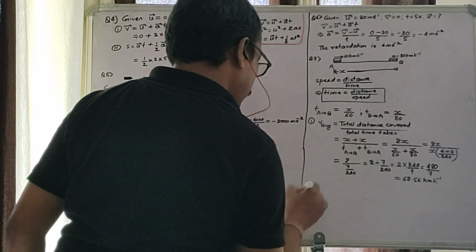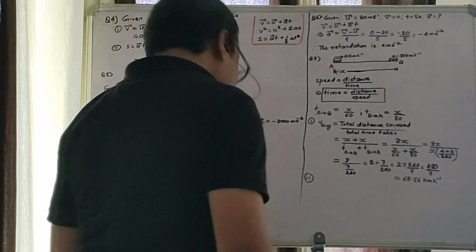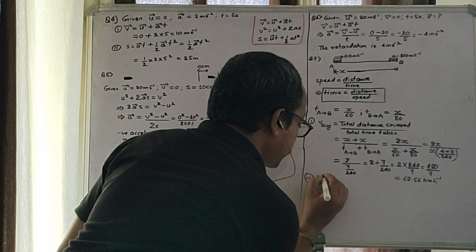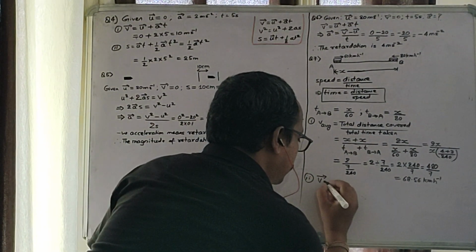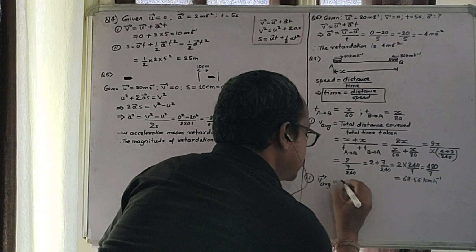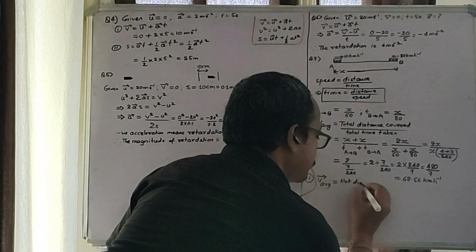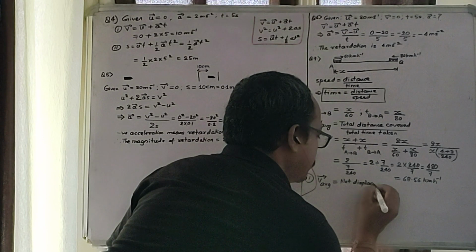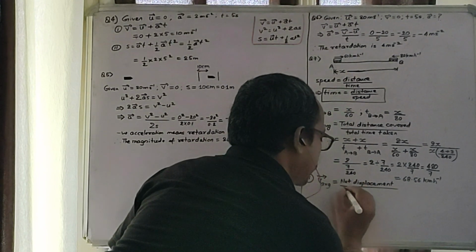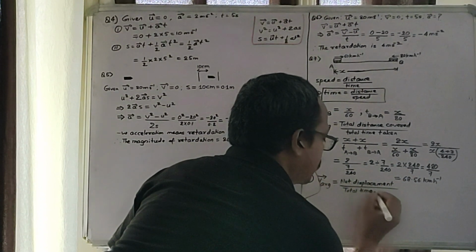Now let us solve the second part. It is asking about the average velocity. So this time we will put average velocity by putting a vector mark. So this denotes average velocity. It is net displacement, or total displacement, whatever you say, by total time taken.